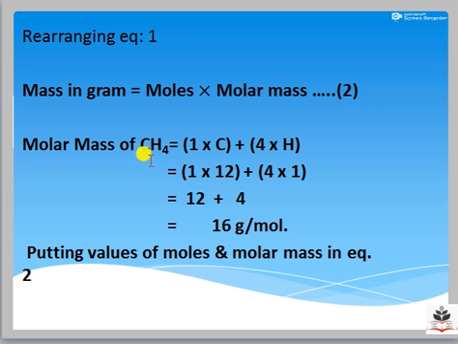CH4: you can see one carbon is here, so 1 multiplied by C, and 4 hydrogens are there, so plus 4 multiplied by H for hydrogen. The atomic mass of C, or carbon, from the periodic table is 12 and that of hydrogen is 1. So it is 12 plus 4, which is equal to 16 gram per mole. Now we have both the values of moles and molar mass, so let's put the values in equation number 2. We will get our answer.